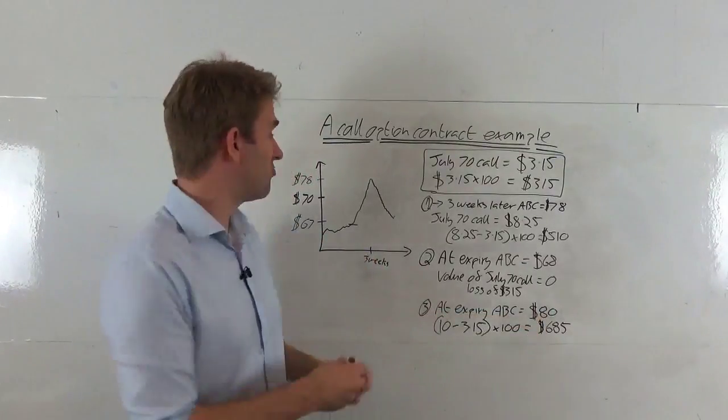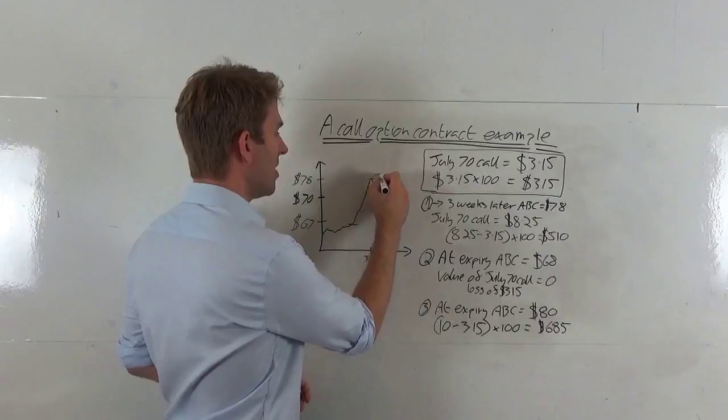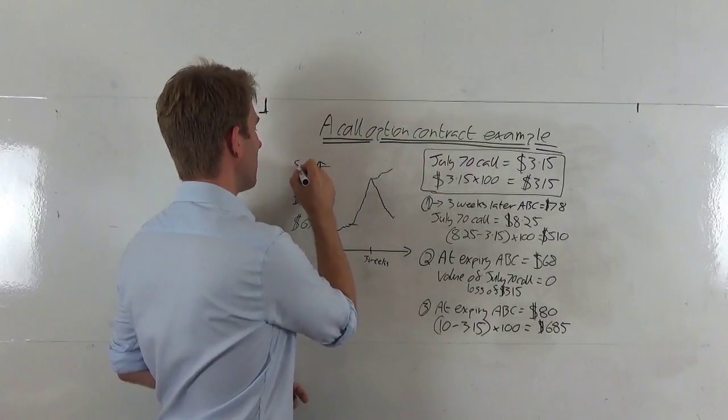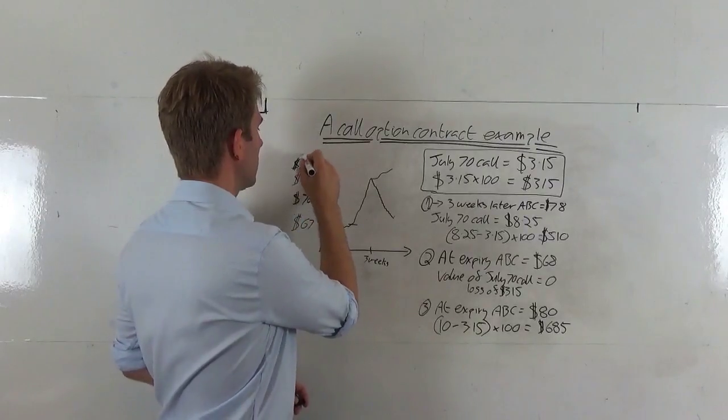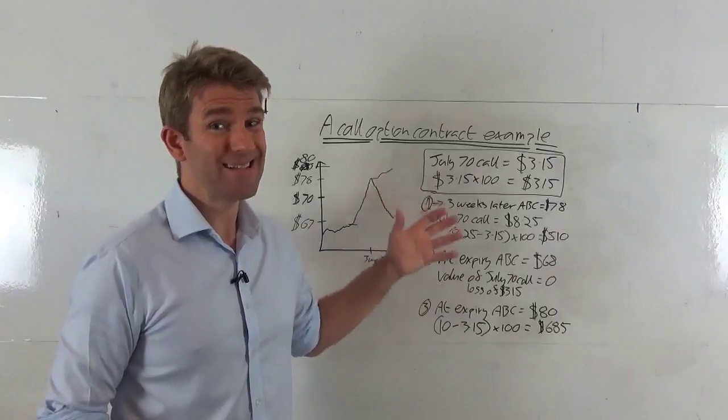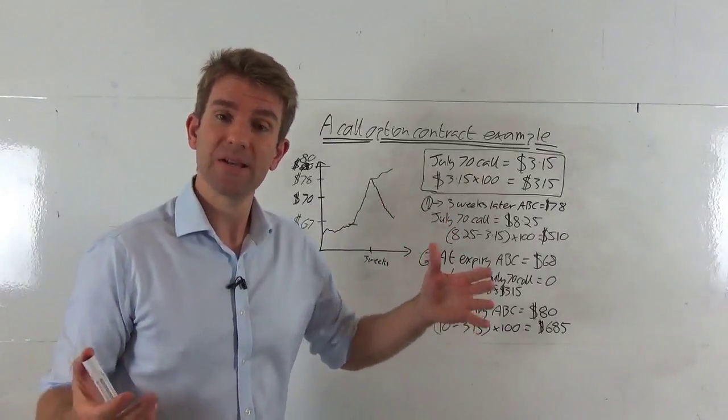Okay, we actually rally now. I'll put this on the chart. We carry on rallying, and at the expiry, if I can draw number 8 properly for you guys, let's draw it again. $80. The price at expiry is $80. Great, we've made some money. Let's see how much we've made.